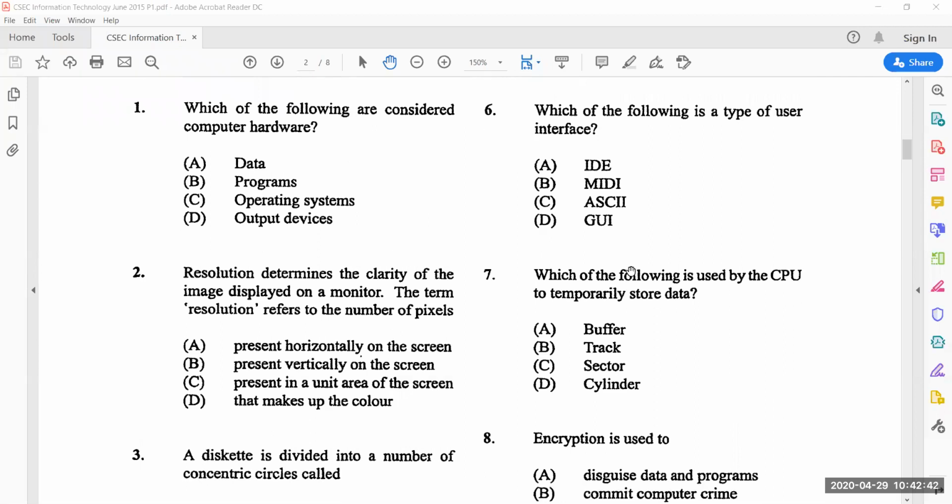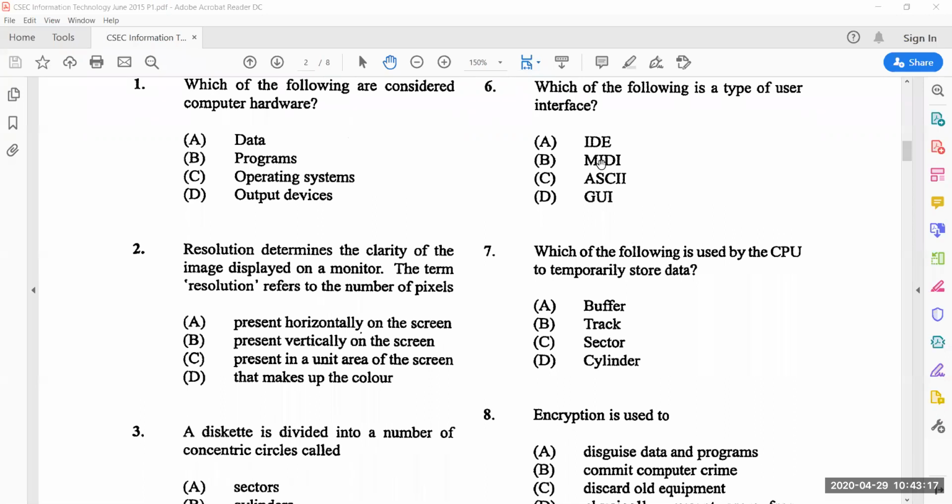Okay, number 6. Which of the following is a type of user interface? Okay, so I have IDE, MIDI, ASCII, and GUI. Now, the answer, yes, the answer is D, the GUI. Remember, there are 3 types of user interfaces. There's the graphical user interface, or the GUI, the command-driven interface, or the command line interface, CLI, and then there's a menu-driven interface. The answer for number 6 is D, GUI.